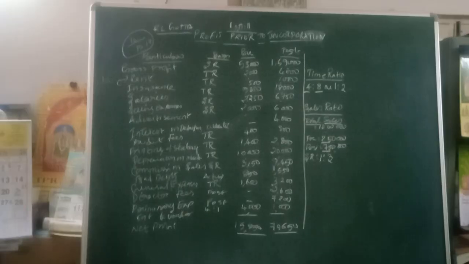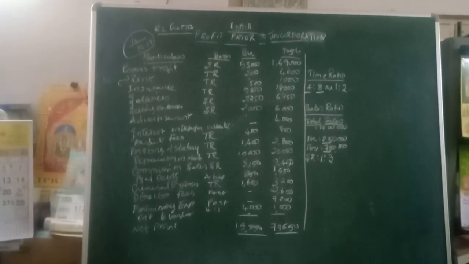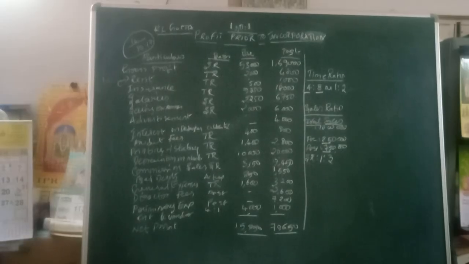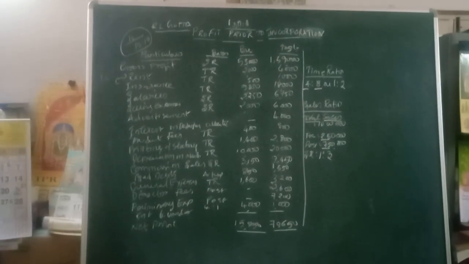First, we have to take the informations for time ratio. The time ratio is calculated from the date of start of the company to the date of incorporation. Those months come to 4 months for the pre-incorporation period, and the second period comes to 8 months. If we simplify that, it comes to 1 is to 2.